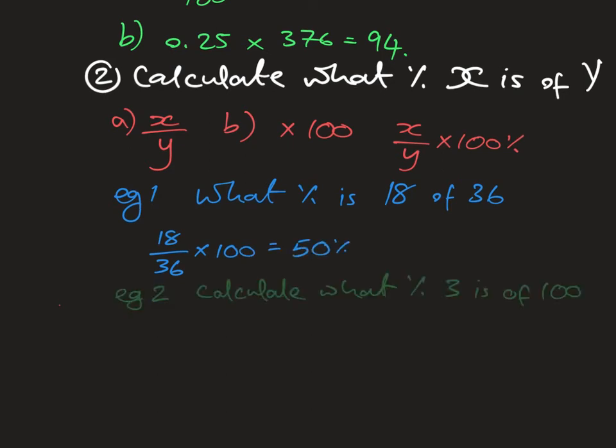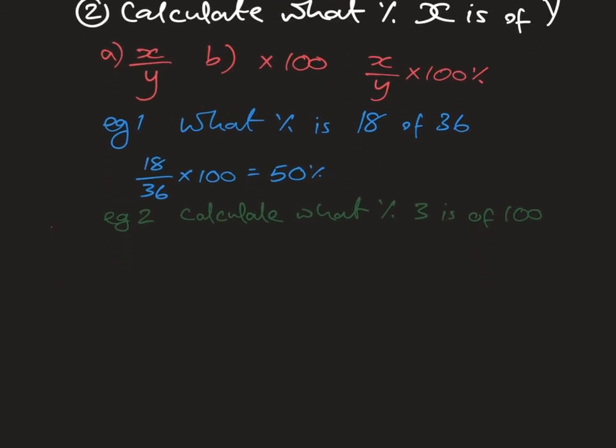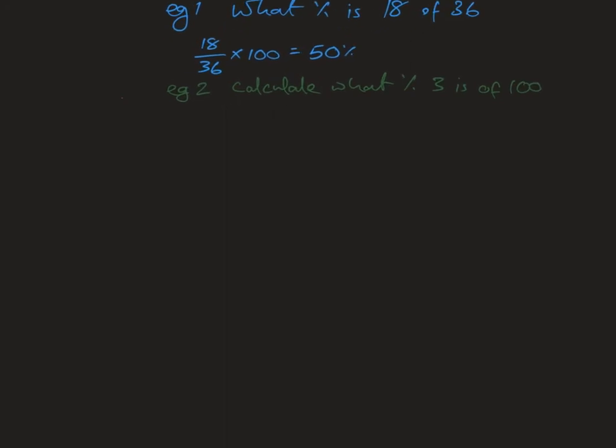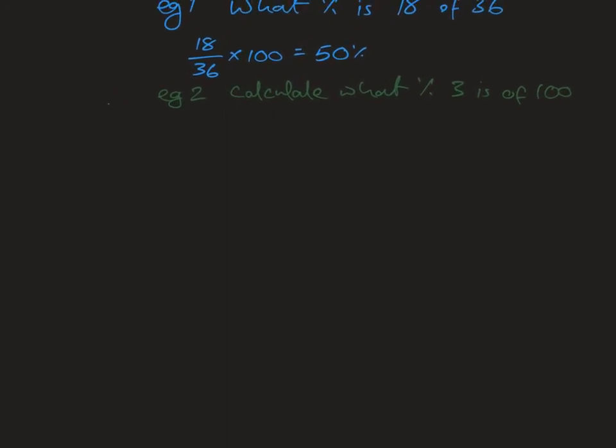Here's my second example. Calculate what percentage 3 is of 100. So again, we're going to do the same thing. We're going to say 3 divided by 100 equals 0.03, and then we multiply that by 100, and you'll find out the answer is 3%.